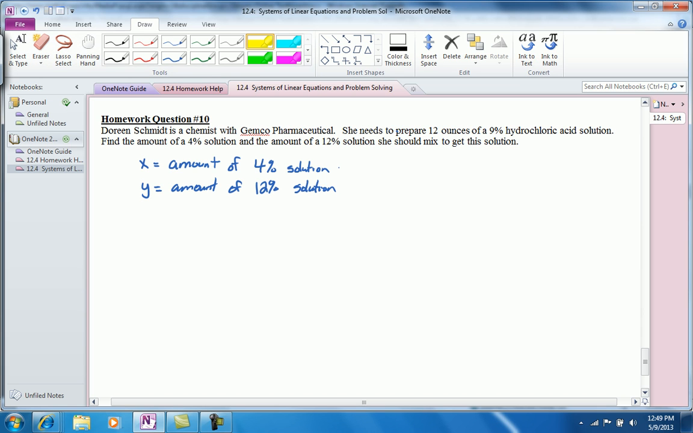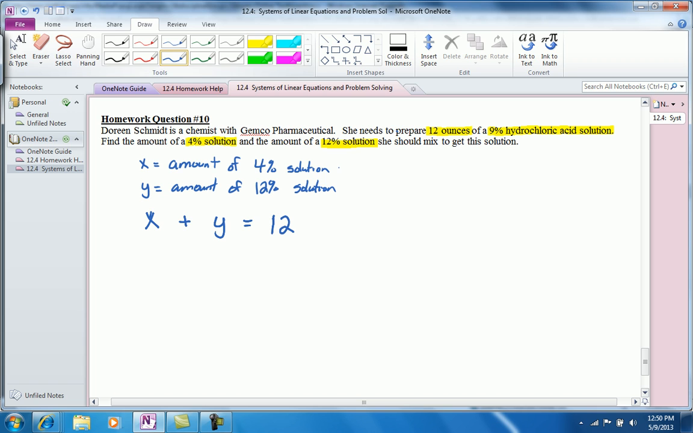And the first equation is going to come from the total number of ounces that I can use. Okay? So I can only have 12 ounces. So that means when I mix the 4% solution with the 12% solution, 4% solution being the X, the 12% solution being the Y, I can only get a total of 12 ounces. So if I add the two amounts together, the total should be 12. So there's the first equation. Nothing too bad there. The second equation is going to involve assigning percentages to these amounts that we talked about.